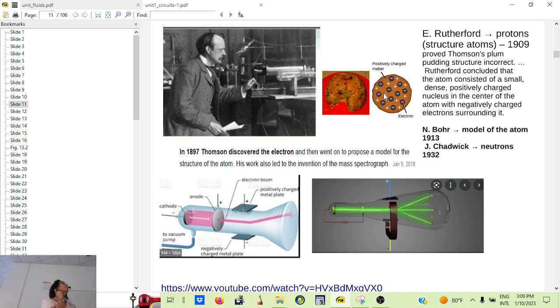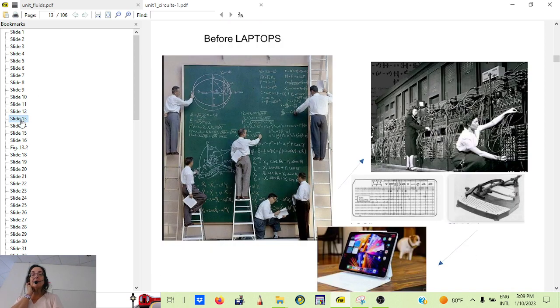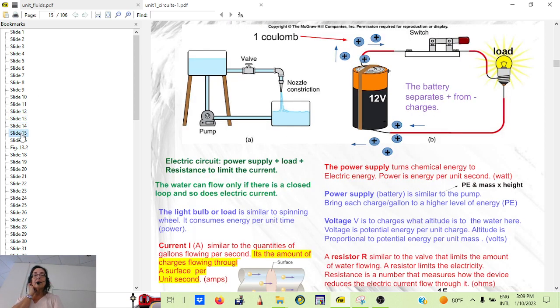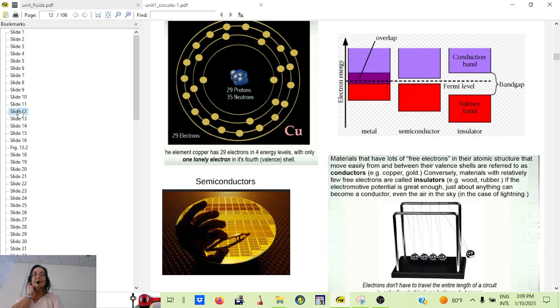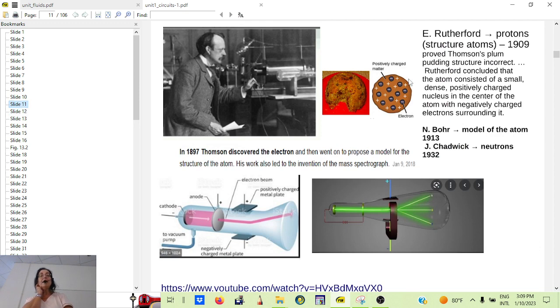And we know that it's not what's happening, right? The model of the atom has the nucleus, which is positively charged, and then the electrons, negatively charged. But he didn't know that at the time, and we call that the plum pudding model.